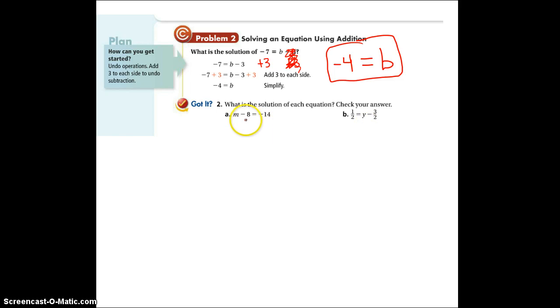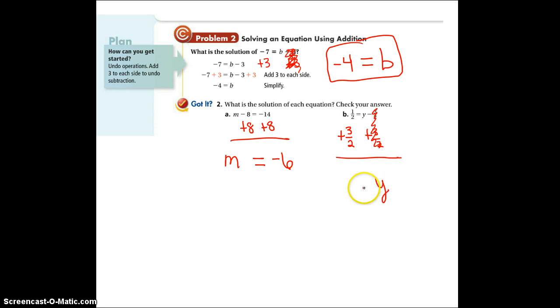All right, so down here I'll work through these real quick just so you can see a couple more examples. I would add 8 to both sides, which gets me the m by itself, and this would equal negative 6. Okay, fractions, no different. I would add 3 over 2 to both sides because you're just focusing on inverse operations. So negative 3 over 2 and positive 3 over 2 cancel out and I'm left with y equal to half plus 3 over 2, which equals 4 over 2, which is 2.